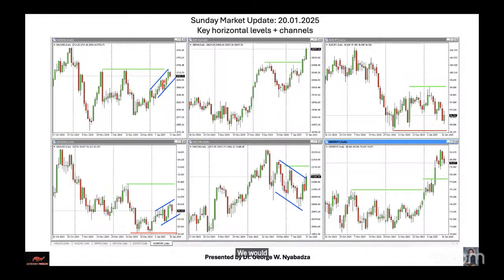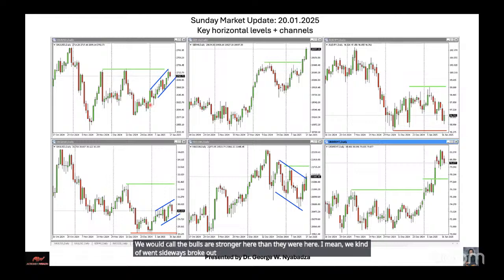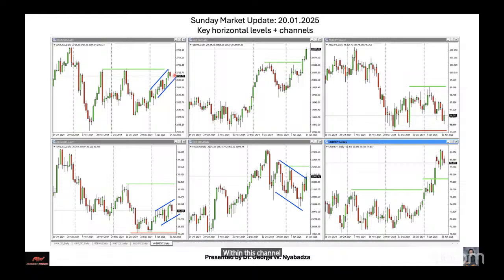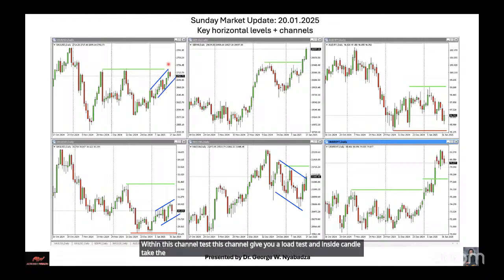Bulls are stronger here than they were here. I mean, here we went sideways, broke out above and fell. But here it's been a pretty strong channel. That is evidence of strong bulls. As long as they stay within this channel, test this channel, give you a low test, an inside candle, take the trade and manage your stop and see what happens when you get up there. So overlay the two things, it gives you more evidence to think bullish as far as that is concerned.